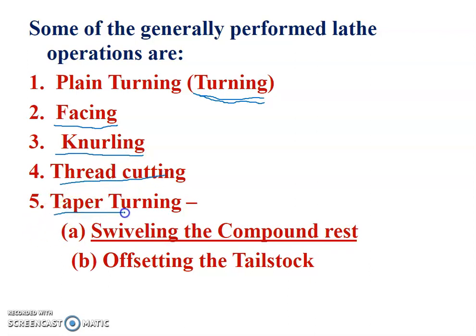Fifth one, taper turning. This taper turning operation can be performed on the lathe by using two methods or two ways. One method is called swiveling the compound rest, and another one is offsetting the tailstock. So these are the general machining operations performed on the lathe machine. In detail about all these operations we will discuss in the next video lecture.